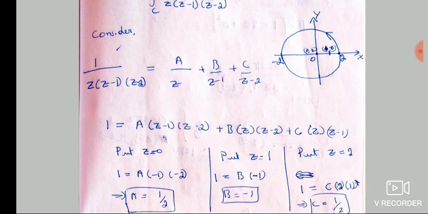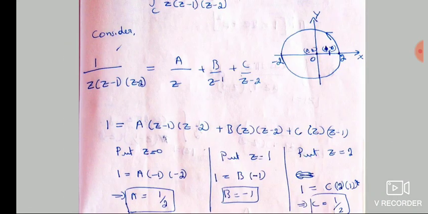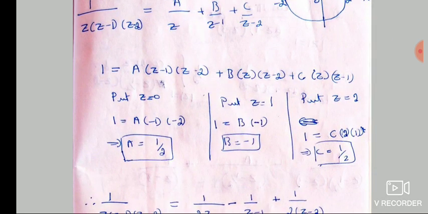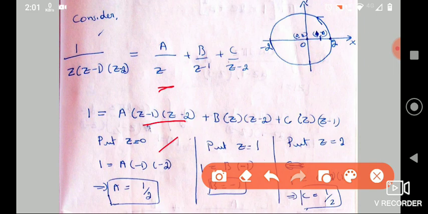So take this equation, now put z is equal to 0. This is how we find the values of a, b, c in partial fractions. z is equal to 0 is the first value, because the first term has z, so z minus 0 is the factor. So when you put z is equal to 0 in this equation, all the terms with z become 0. Only in this term you will get minus 1 and minus 2. So a is equal to half.